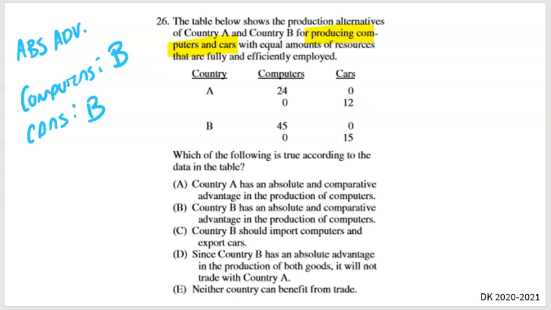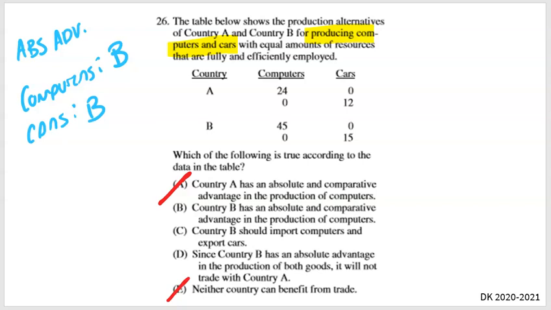And so with that, we can knock off some answer choices, right? If we look at answer choice A, country A has the absolute and comparative advantage in the production of computers. Well, that's not true, right? Because country B has the absolute advantage there. And E we can knock off, right? Because we're going to say trade benefits both countries, right? Just depending on the terms of trade. So now we're down to B, C, and D.